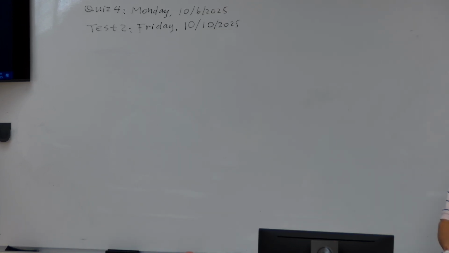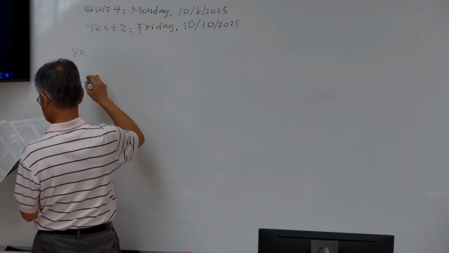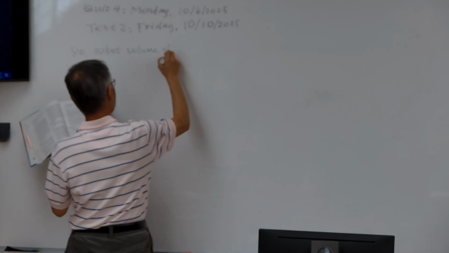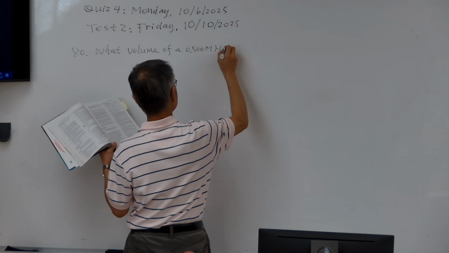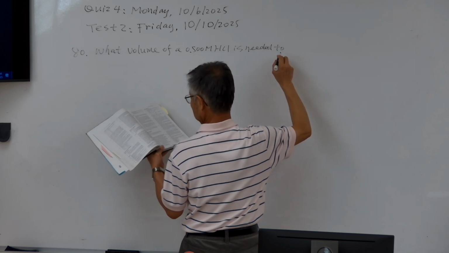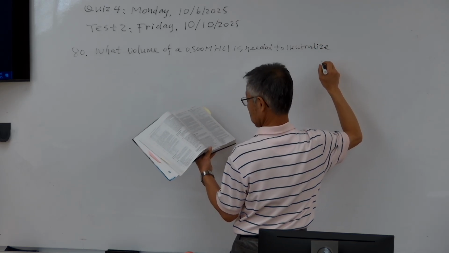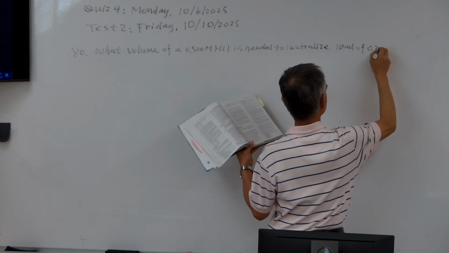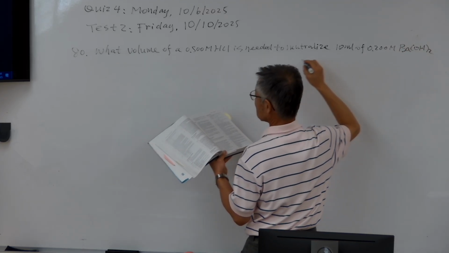Number 80B. Number 80, the question is, what volume of a 0.5 molar HCl solution is needed to neutralize 10 milliliter of 0.2 molar barium hydroxide solution. This is 80B.